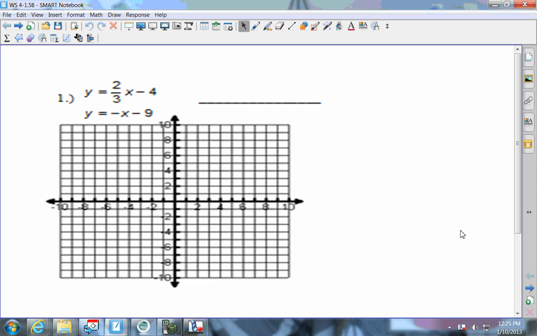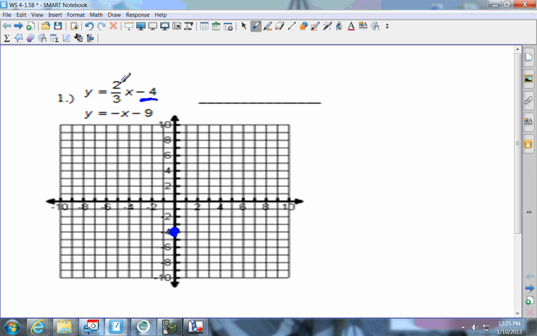This video goes along with worksheet 4-1B, solving equations by graphing, systems of equations by graphing. First thing you should have done is go plot your point at -4 on your y-intercept.